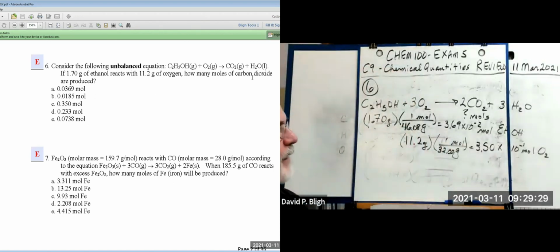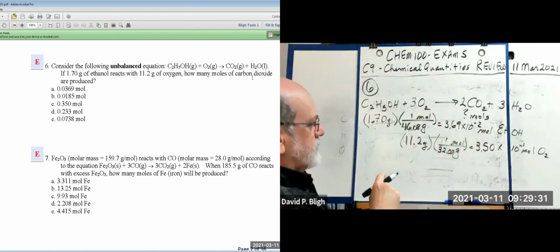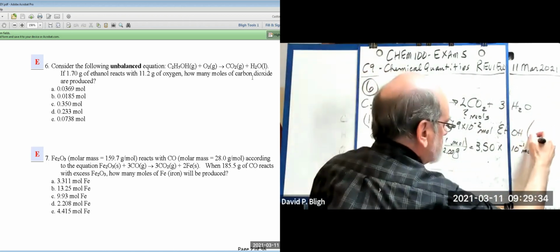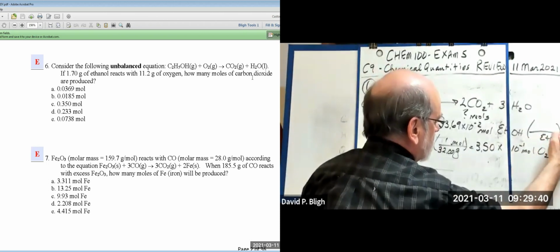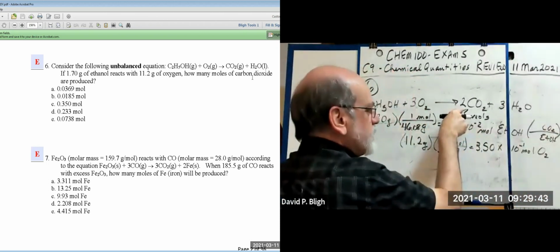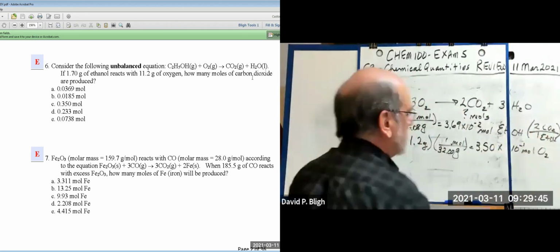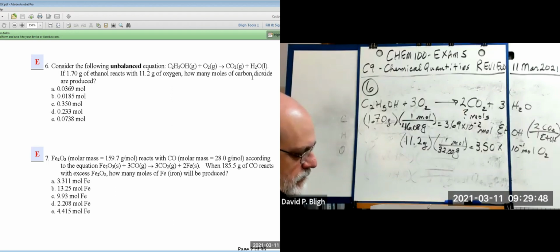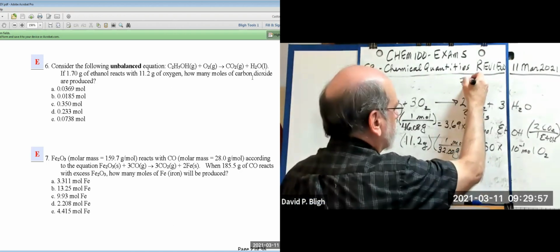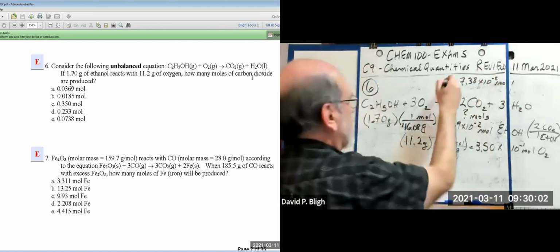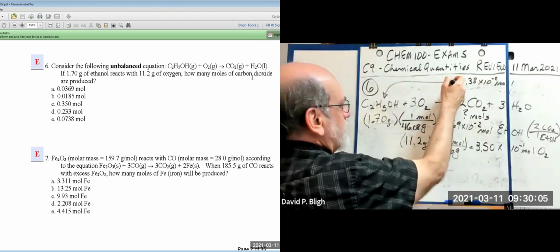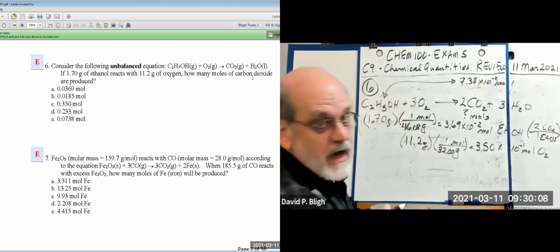Okay? So how many moles of carbon dioxide will this produce? Well, what's the ratio? Ethanol down here, carbon dioxide up here, 2 of these for every 1 of those. So 3.69 times 2 will be 7.38 times 10 to the minus 2 moles. That's for this one. That will produce this much carbon dioxide.